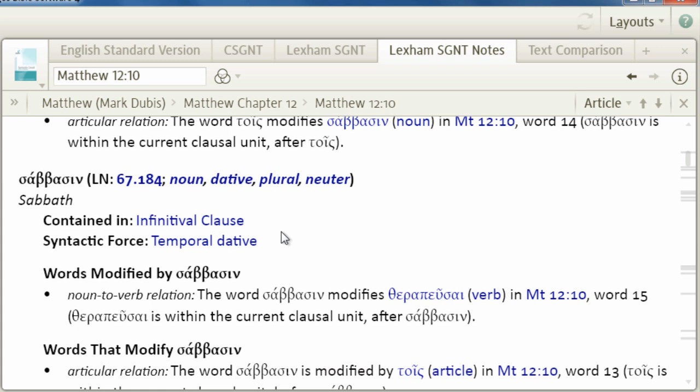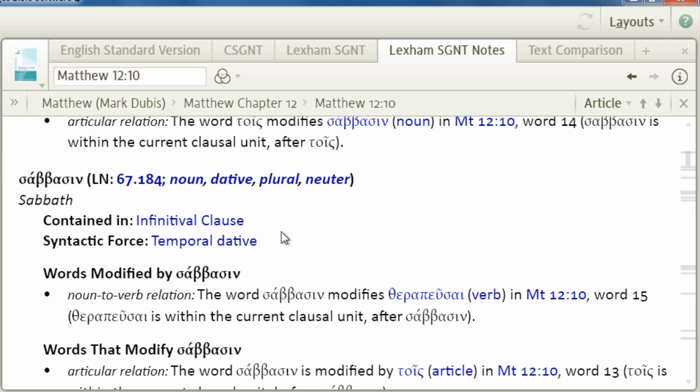So how could you use this in a sermon? Well, keep in mind that the temporal dative is going to function adverbially. It's going to tell you the when or the how as to a verbal action. Here, the action of healing is limited to the Sabbath. And this becomes the main point of dispute between Jesus and the religious leaders. It doesn't seem that they were opposed to healing in general. In fact, it almost seems like they weren't even surprised that it happened. But they were taken aback that it happened on the Sabbath.